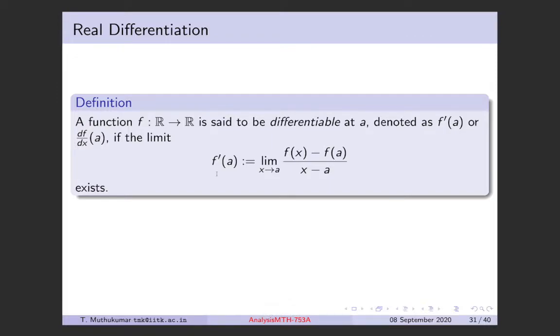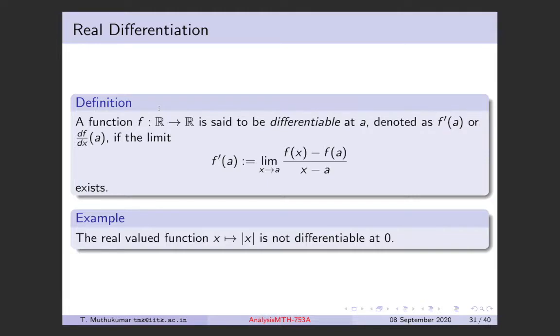We all know what the notion of derivative is for a real valued function on R. If you have a function from R to R, you say it's differentiable at a point a, and we denote it as f prime of a, if this limit exists. Whenever this limit exists, you call that the derivative of the function. This is something which we know from real analysis. And we also know that not all functions are differentiable. Something like mod x is not differentiable at 0.